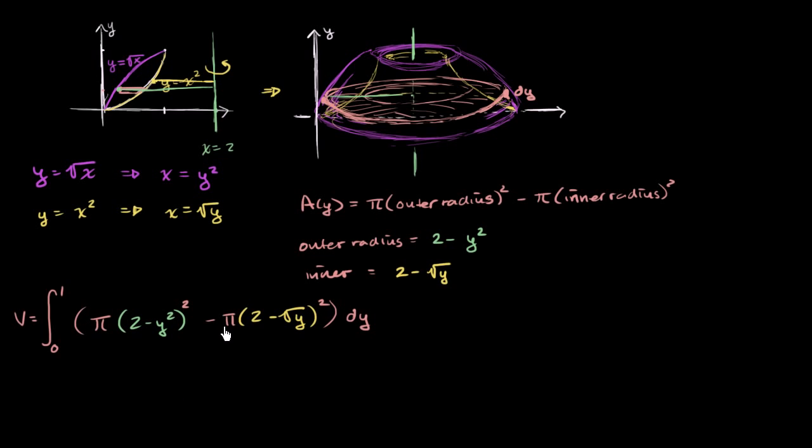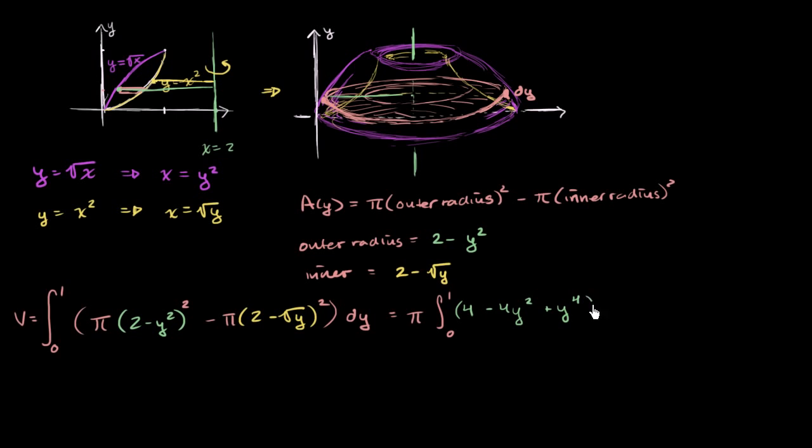So the first thing that we could do is maybe factor out this pi. So this is going to be equal to pi times the definite integral from 0 to 1. And then let's square this stuff that we have right here in green. So 2 squared is going to be 4. And then we're going to have 2 times the product of both of these terms. So 2 times negative y squared times 2 is going to be negative 4y squared. And then negative y squared squared is plus y to the fourth.